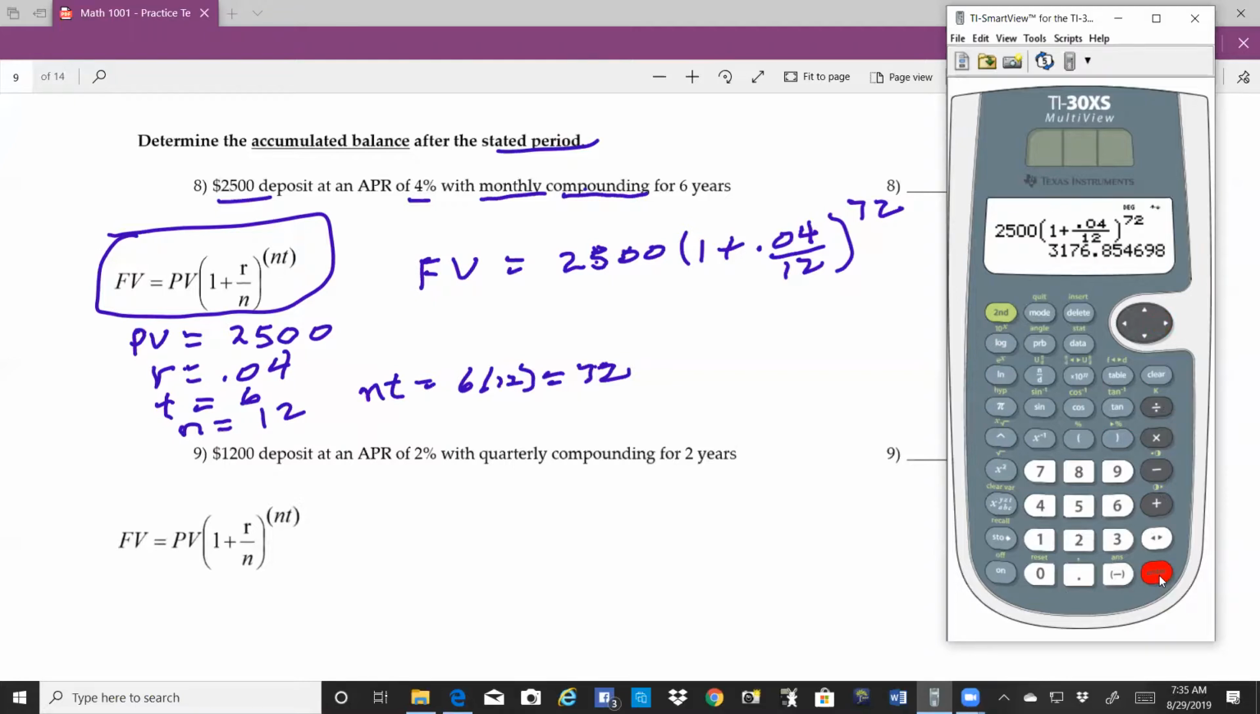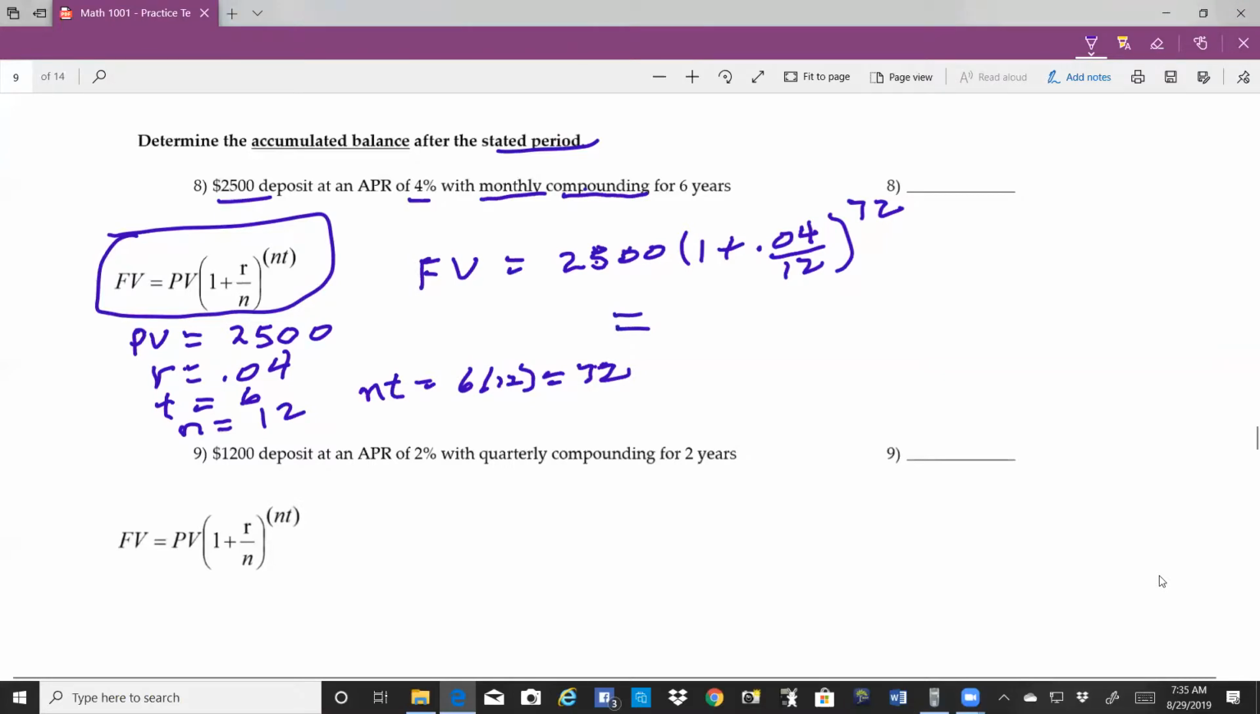I don't think you absolutely have to, and hit enter. And what I get is 31,76,85.